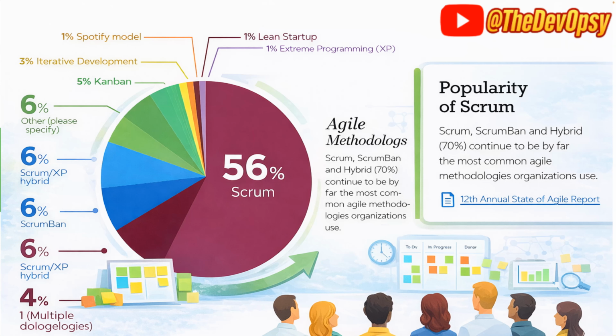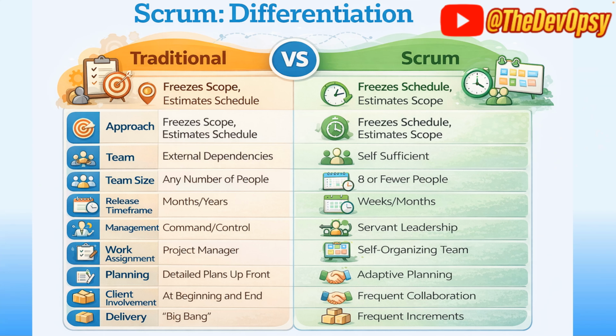So let's talk about the approach, the traditional approach as well as Scrum. In the traditional approach, we freeze the scope, that this is the scope, and estimate the schedule. We decide that this is what we need to do, then we tell you how much time will be required, right? In Scrum, we freeze the schedule. Like we will deliver it in 2 weeks or 4 weeks, whatever time we decide. And then we define what we can deliver within those time-boxed iterations, right?